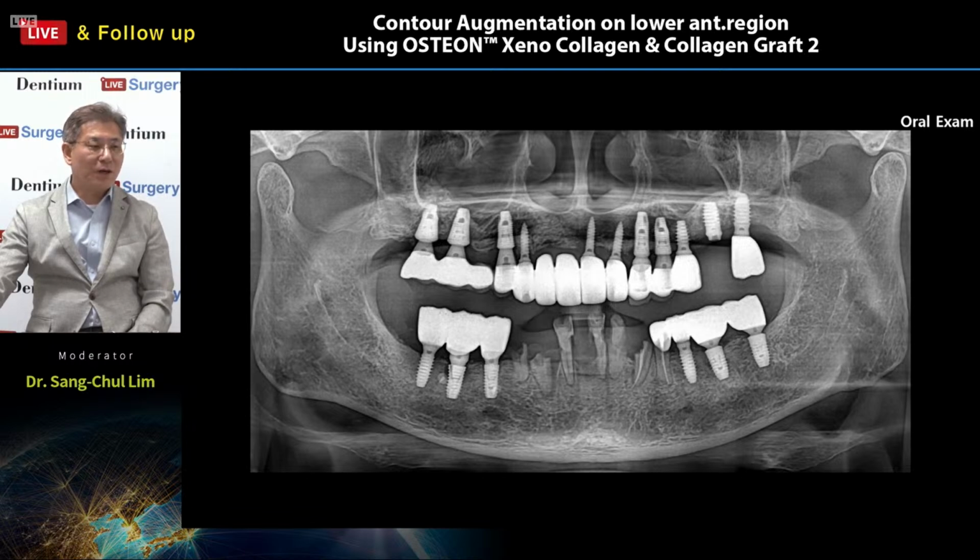This one is a panoramic view of our today's patient. As you can see, about the lower anterior area, the first molar to first molar, it is not a good situation for restoring with the natural dentition. So all these remaining teeth and the root remnant should be extracted and replaced with implant supported prosthesis.